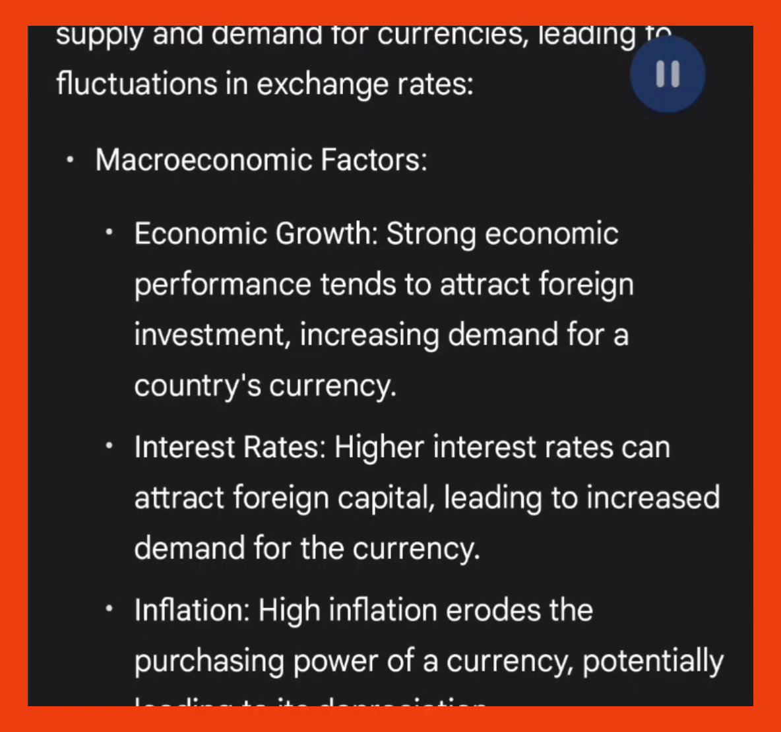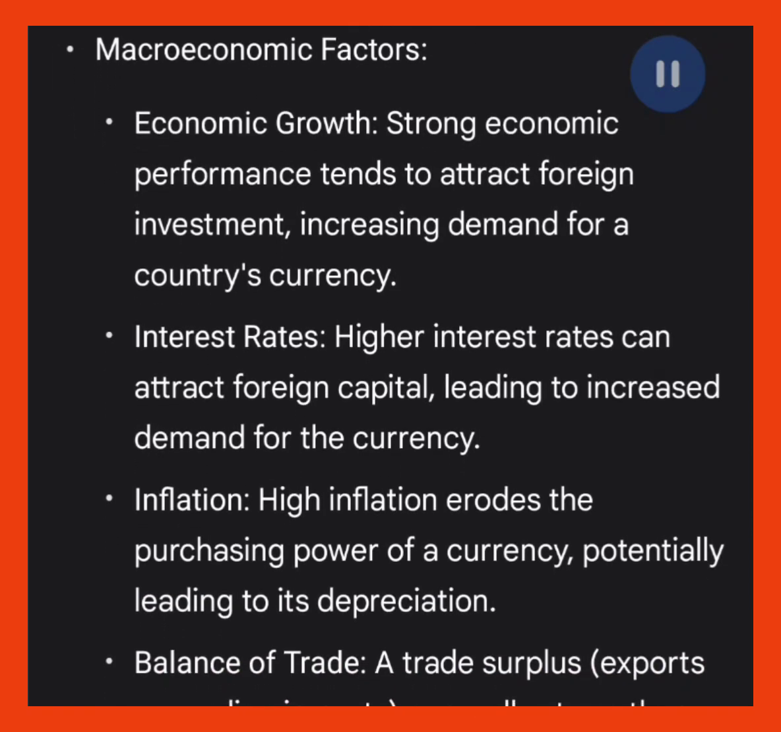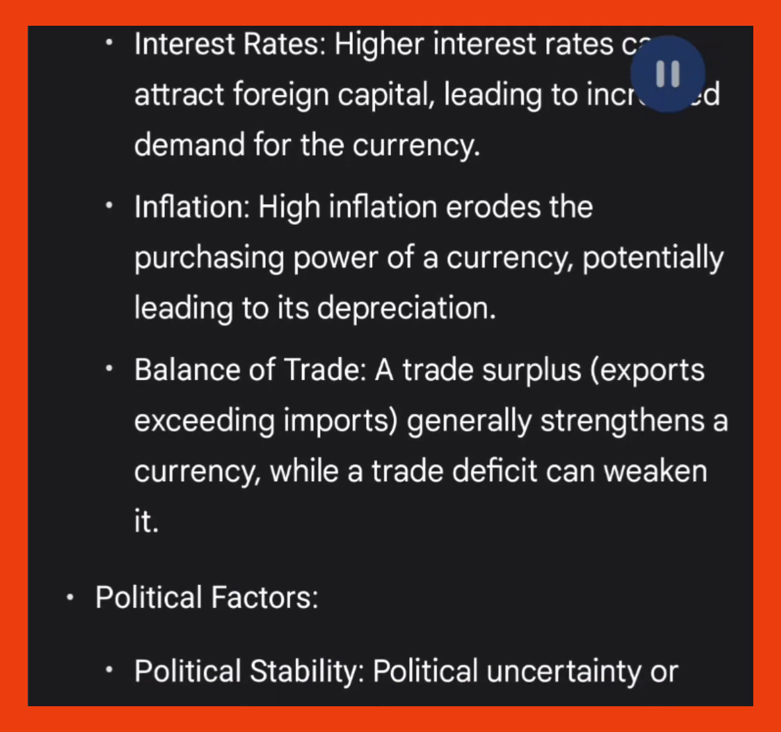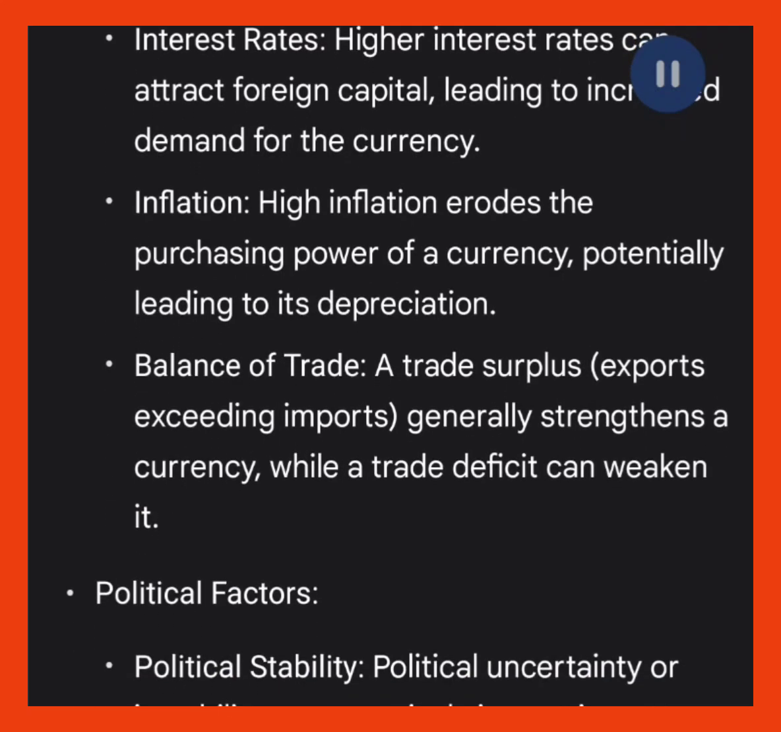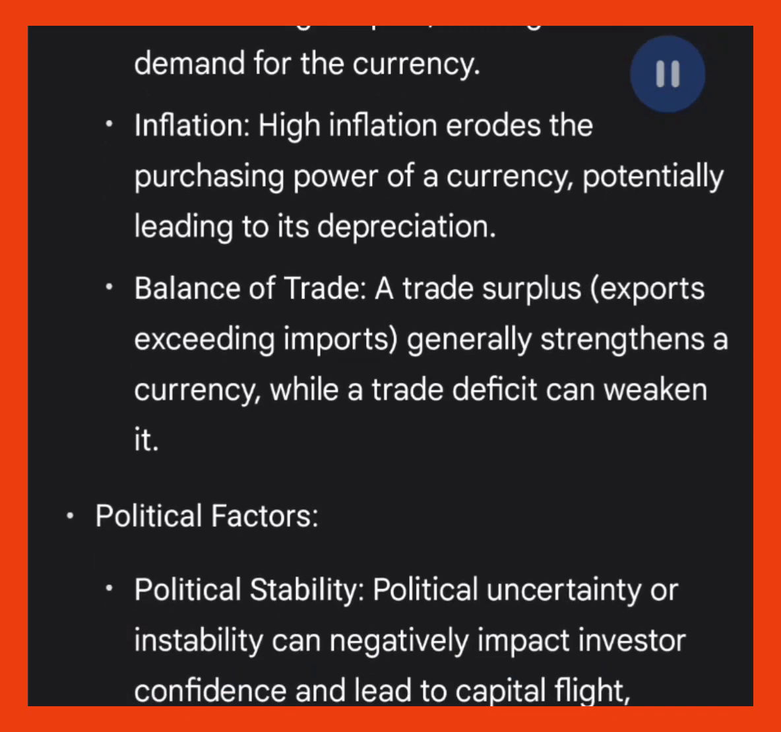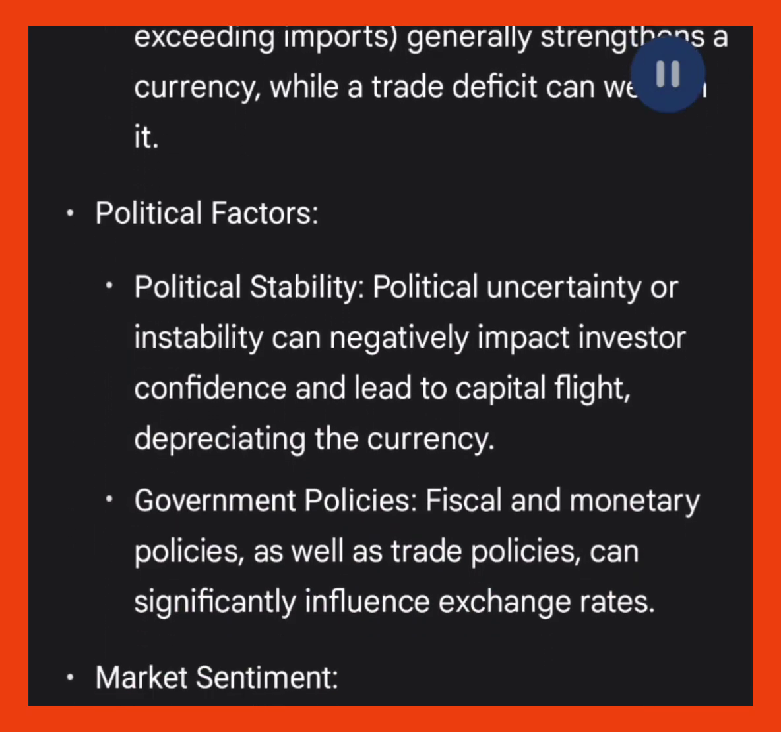Interest rates. Higher interest rates can attract foreign capital, leading to increased demand for the currency. Inflation. High inflation erodes the purchasing power of a currency, potentially leading to its depreciation. Balance of trade. A trade surplus, exports exceeding imports, generally strengthens a currency, while a trade deficit can weaken it.